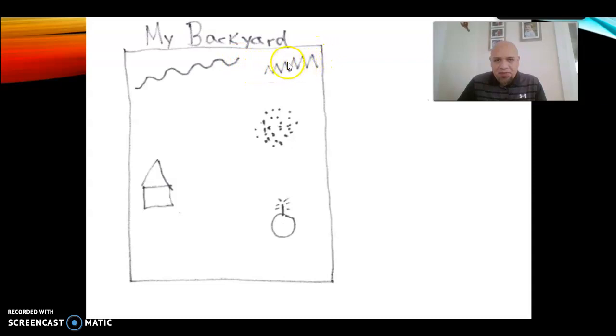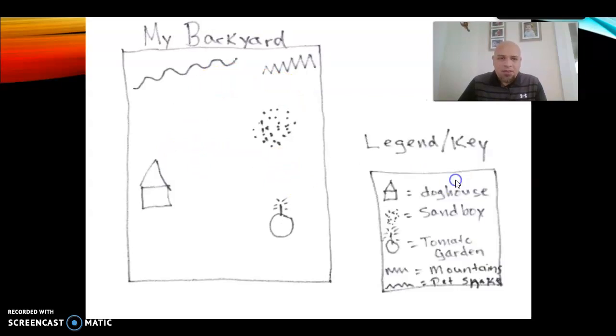Maybe, I don't even know what that is. Looks like maybe there's another house here. There's a bunch of dots here. So it's kind of hard to know what these things stand for in my backyard without a key.